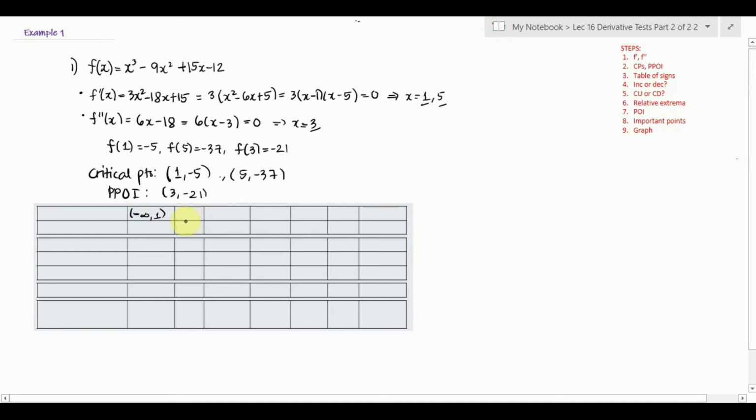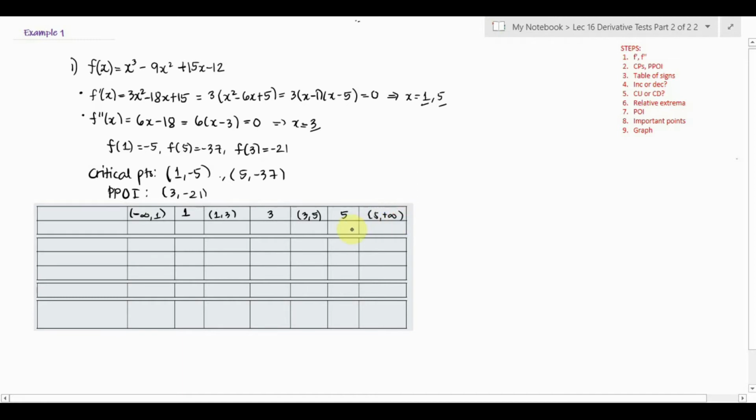Katulad ng ating table kanina, we also include the critical numbers and PPOIs in our table. So, meron silang separate column. So, we put 1 here. After 1, we have 3. So, that's 1 to 3. Then, 3. Then, after 3, we have 3 to 5. Then, we have 5. Then, we have 5 to positive infinity.